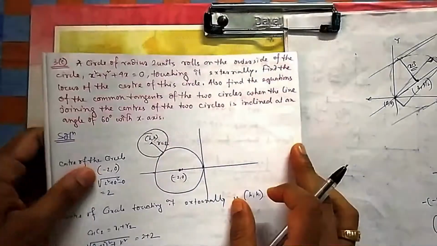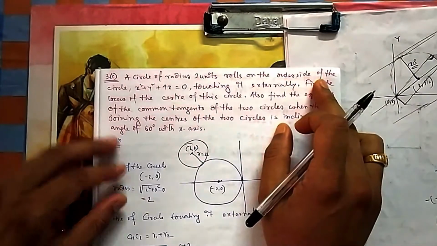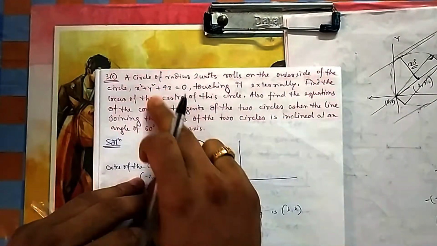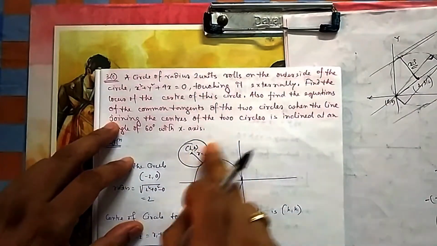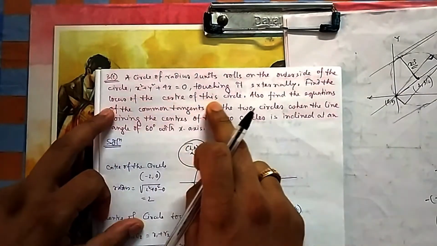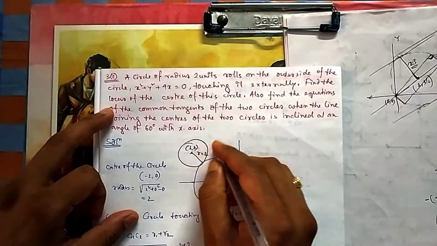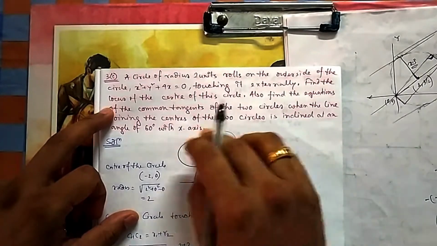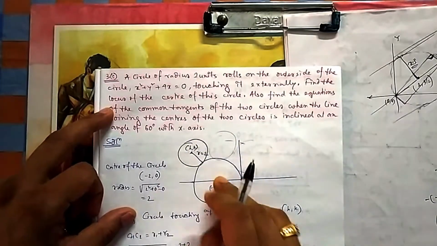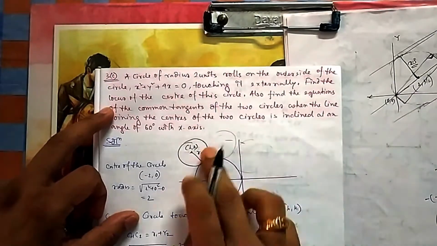A circle of radius 2 units rolls on the outside of this circle. It is rolling outside of the circle, touching it externally. Find the locus of the center of this circle. What is the locus of this? You can see the locus will be this one, because the circle can be here, the circle can be here, because it is rolling over this. So ultimately its radius will be 2 more than this radius. That's it. You can directly write the locus also.